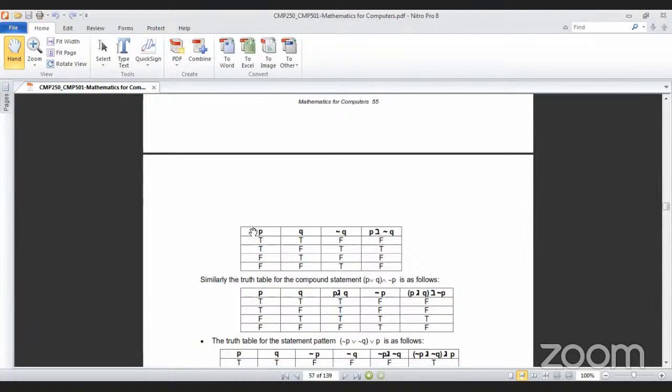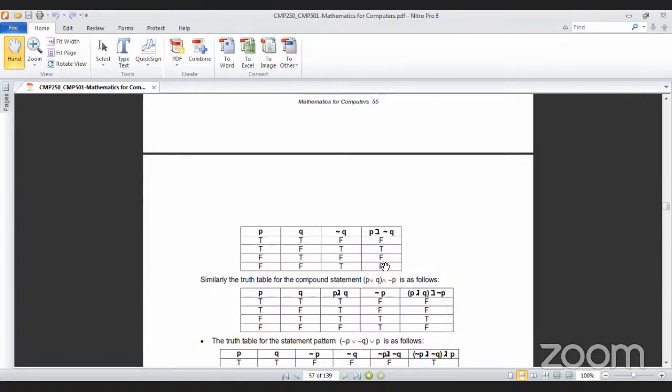In "and", the value is true only when both statements are true. Otherwise everything is false. So TF is there, so F. TT is there, so true. FF is there, so F.